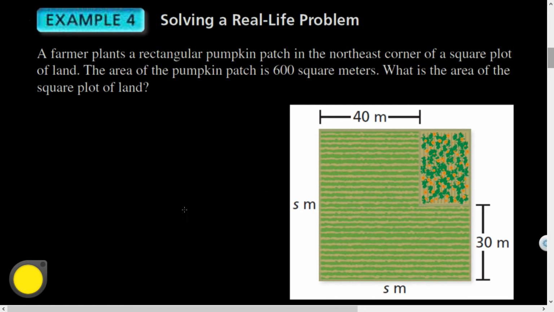It says a farmer plants a rectangular pumpkin patch in the northeast corner of a square plot of land. The area of the pumpkin patch is 600 square meters. What is the area of the square plot of land? All right. So this dimension, wait a minute. Oh, okay. So this entire length is S, right? So if this entire length across is S, this length is 30, what would this length be? Does anyone know?